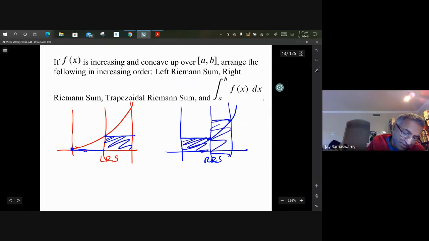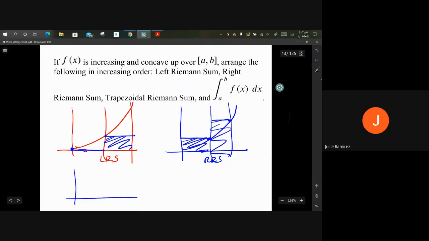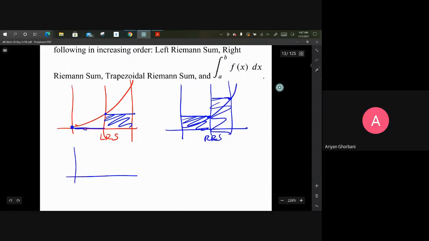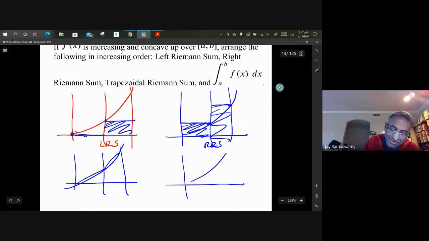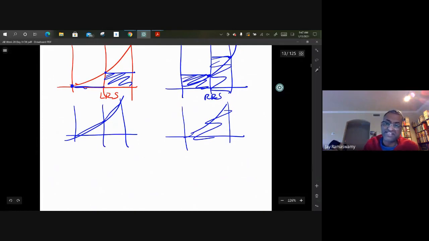And then finally we draw the trapezoidal Riemann sum. That's like that, correct? And then finally, this is the actual area. All right. So we'll go underestimate, actual area, overestimate.